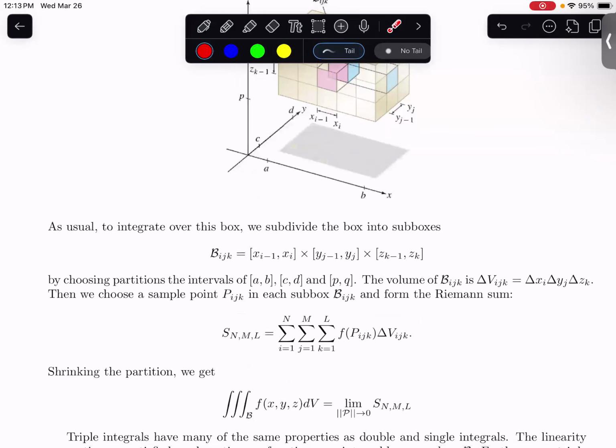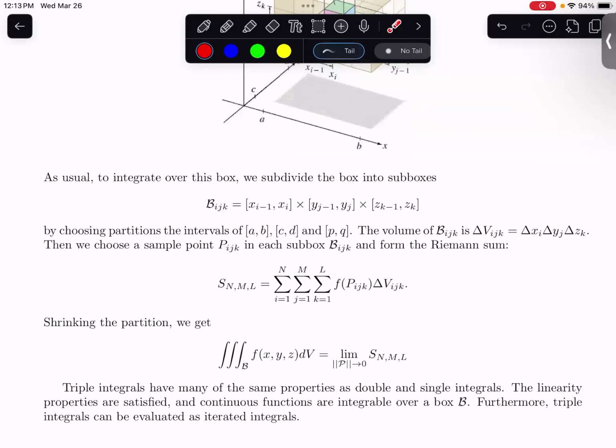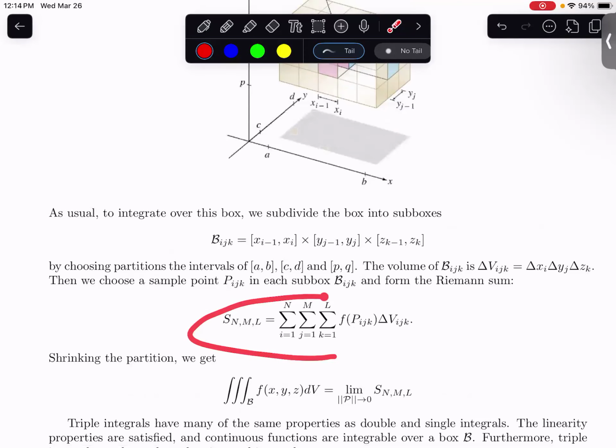And that'll give us some sort of, technically, a 4-dimensional height, but we don't know how to represent or visualize that. So you just kind of have to understand conceptually what's happening. So we choose sample points from each of these sub boxes, plug them into our function, and then we look at the following triple sum.